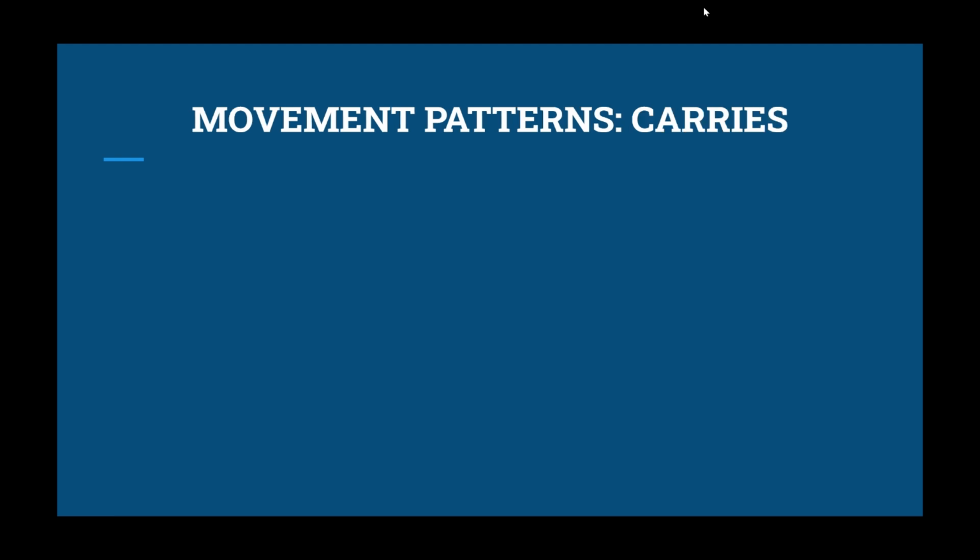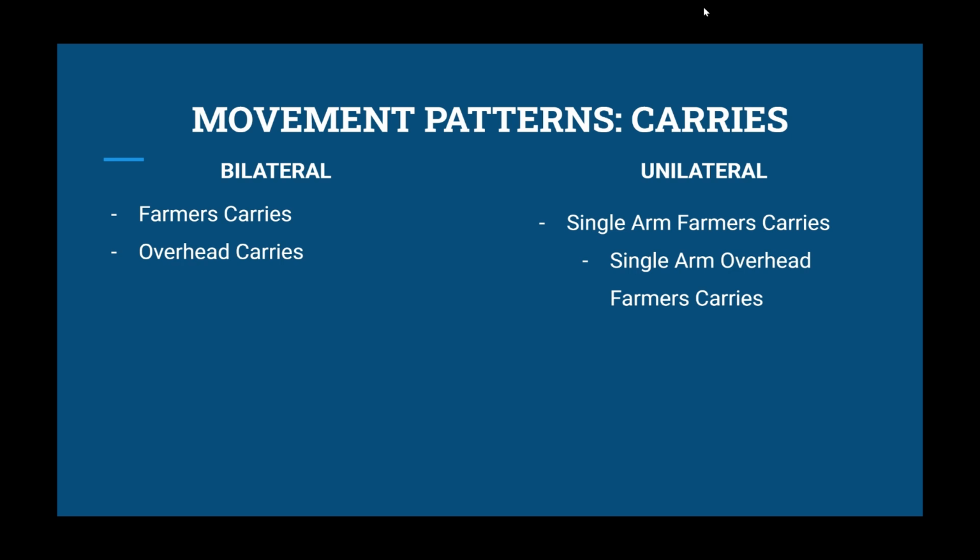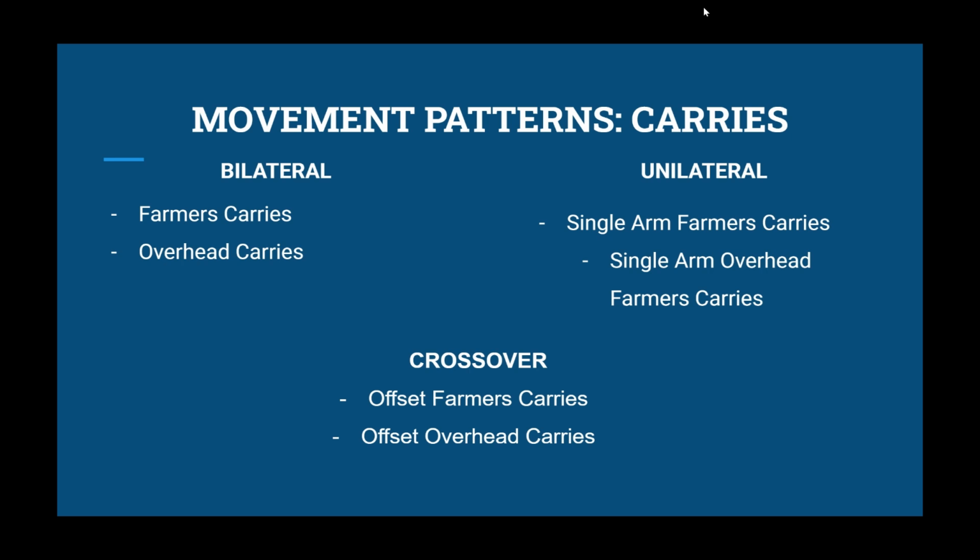Then finally, we have carries. So carries, we have bilateral carries, which are just farmer's carries or overhead carries. We have unilateral carries, which include single arm variations, so farmer's carry or overhead single arm farmer's carries. And then we have hybrid, which are crossovers. So we have offset farmer's carry and offset overhead carries.